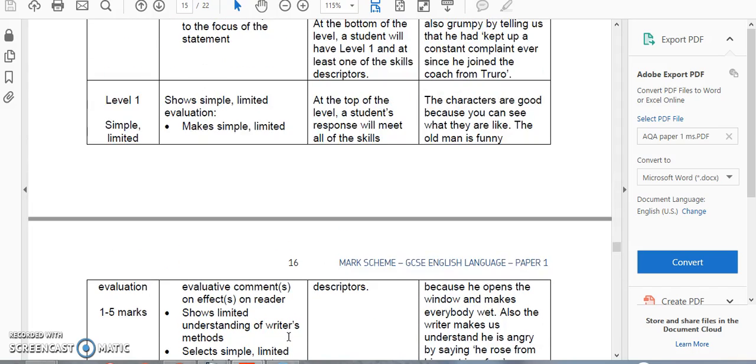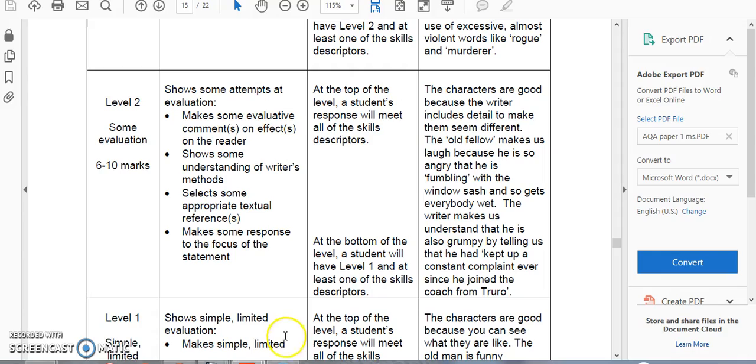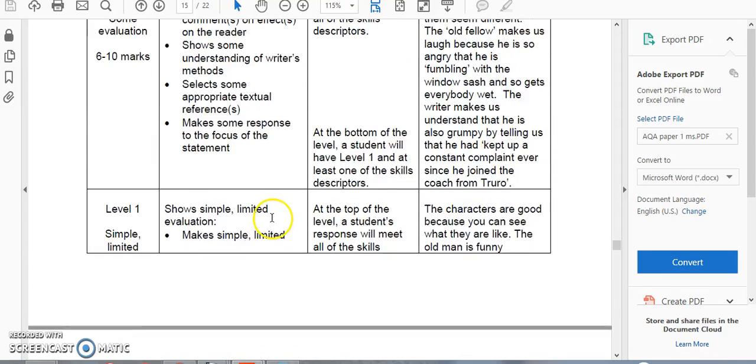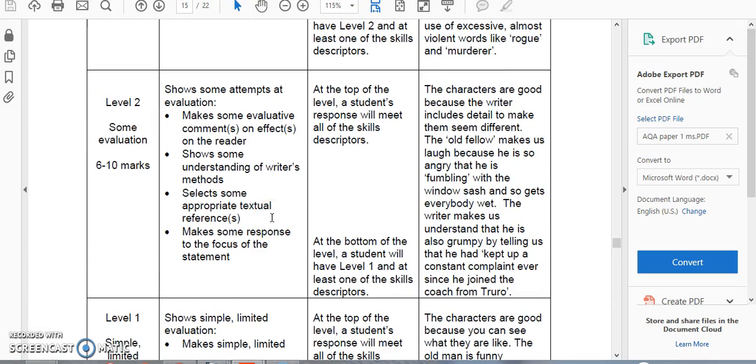Moving up through here, we're getting some evaluative comments as opposed to very basic comments. Some understanding of the writer's methods. So you've got here the student identifying some of the word choices, fumbling, and they've used the word grumpy there instead of angry, which I think is wise because it's not really angry, it's grumpy. There's a difference there. And of course you're also expected to use appropriate textual references and make some responses to the text as a whole.